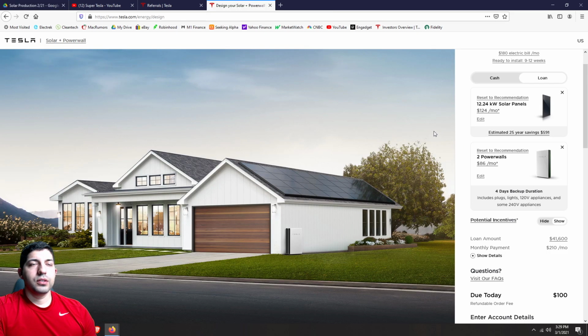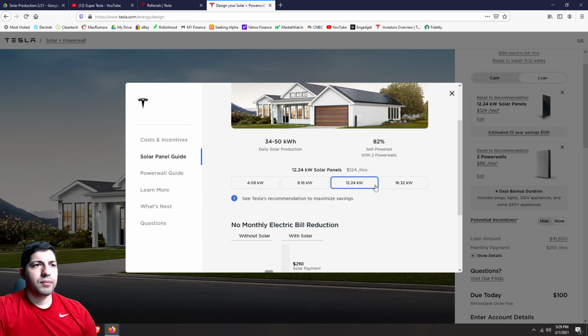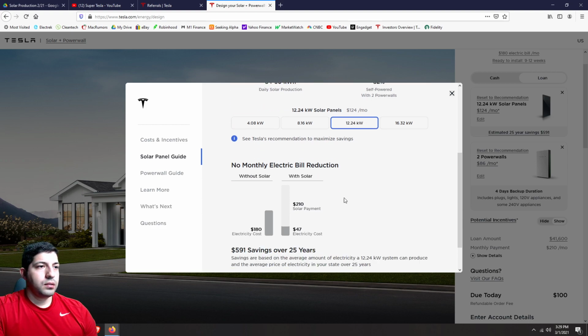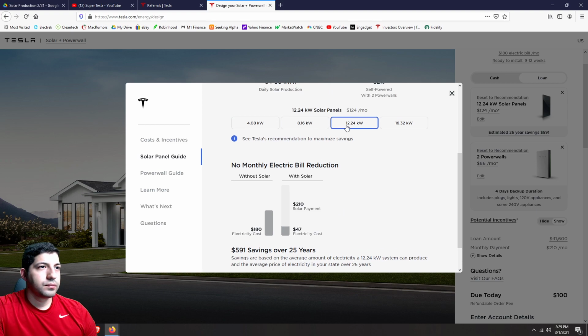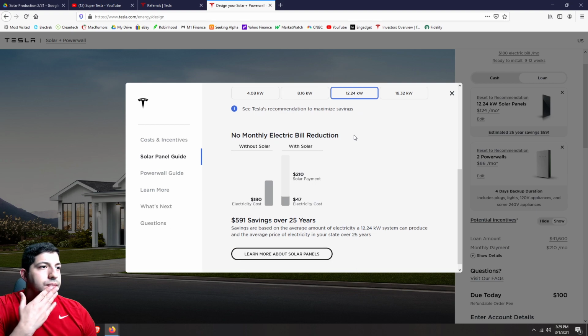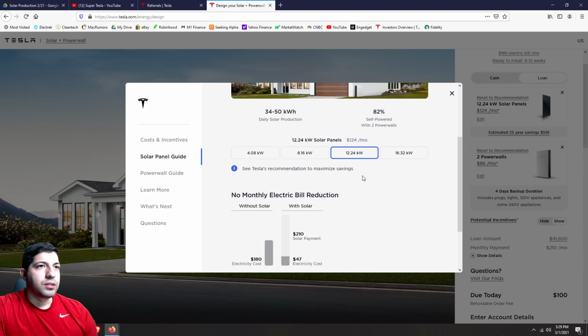So I do want to share with you my system. I have a 14.28. It's not shown here because I ordered the 12.24 and then I added 6 panels. So here they kind of have, pretty much an average.